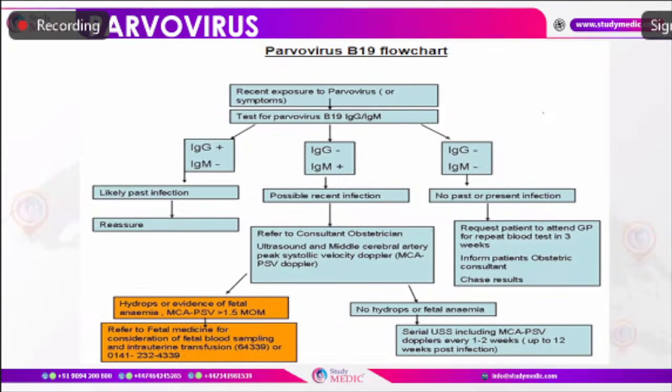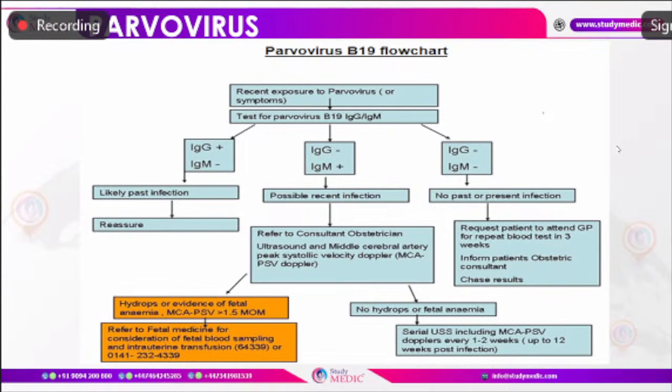If the IgG is positive and there is no IgM, that means it is just a past infection and reassurance is enough. However, if IgG is negative and IgM is positive, then it means it is a possible recent infection. And this woman needs to be referred for an ultrasound and a middle cerebral artery peak systolic velocity Doppler, that is an MCA-PSV Doppler. Now, what is the importance of doing this MCA-PSV Doppler? This is the modality by which we are going to pick up fetal anemia.